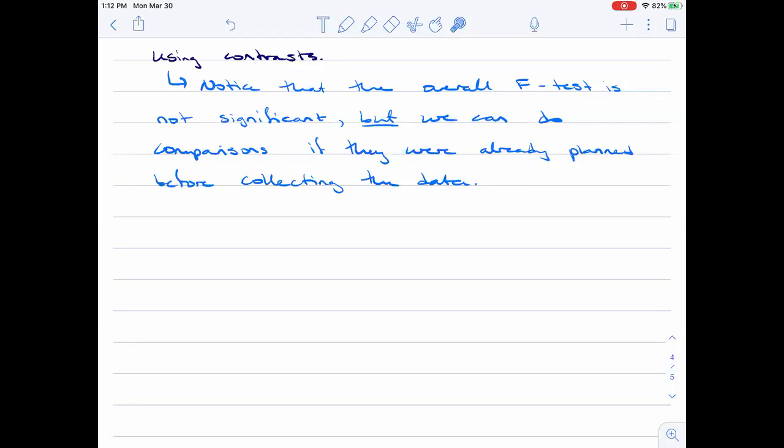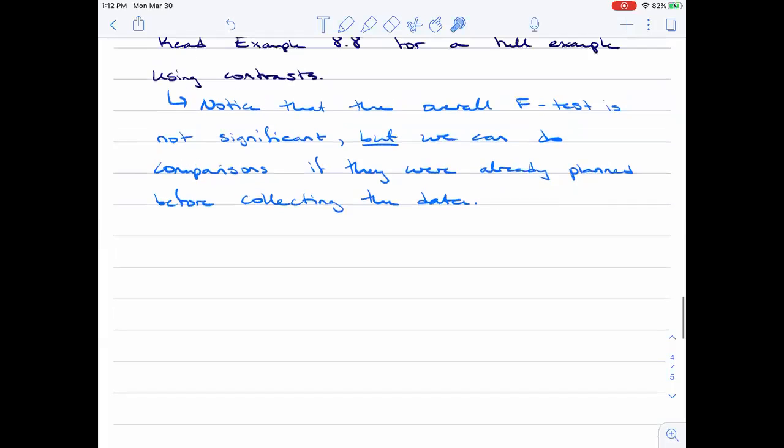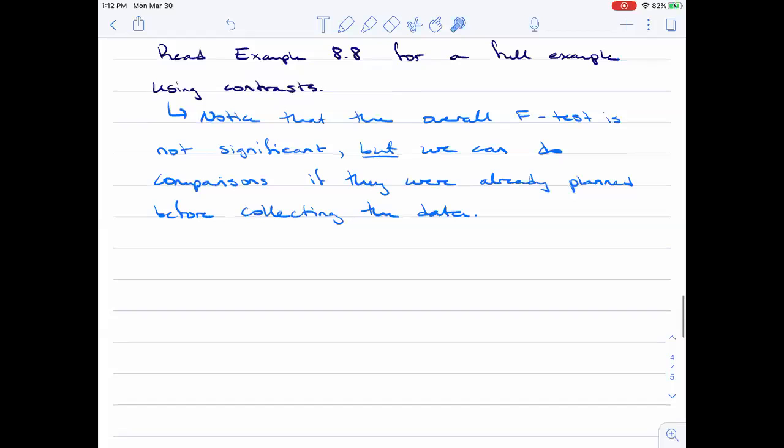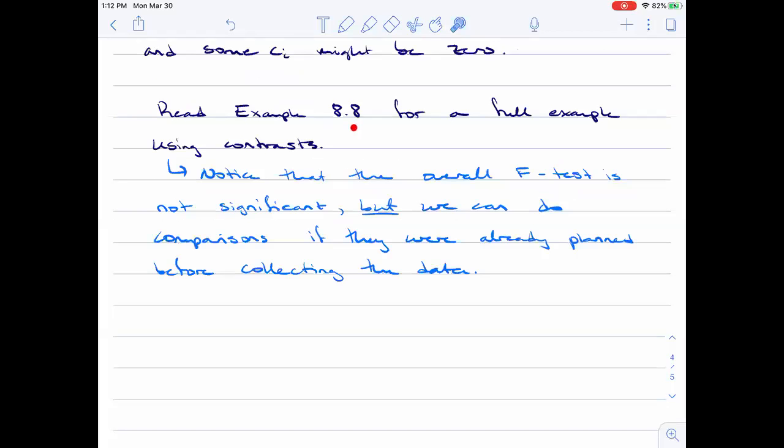So that is a little heads up, right? That's what's going on in example 8.8: the overall test was not significant, but they still go ahead and do the comparisons because that's how it was planned. All right. Any questions before we get on to 8.4?